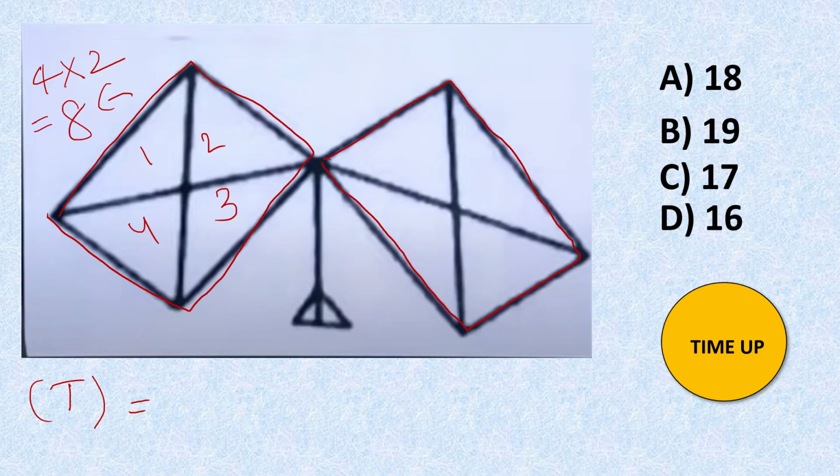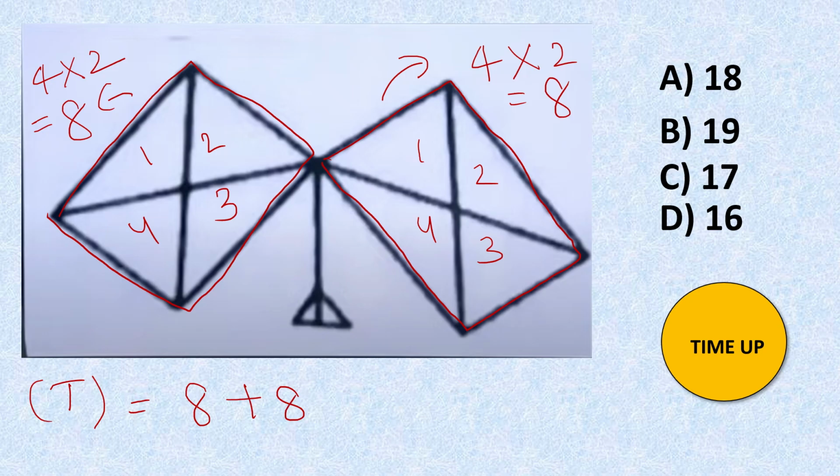Again, if you check this figure, 1, 2, 3, 4, correct? 4 triangles are there, correct? Into 2 you will do, that gives you 8. So you got 8 plus 8. But is it over? Is there 16 in the options? Will you go and mark 16? No. The number of triangles they have asked to calculate in the given figure.